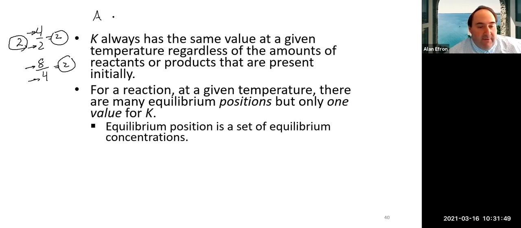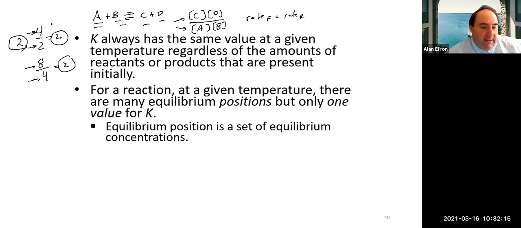Again, whatever you're starting with, you could be starting with some here and here only, maybe some here, maybe everywhere. But when they hit that ratio of products to reactants, and the rate of the forward reaction equals the rate of the reverse reaction, you always end up with the same proportion of products to reactants, and that's why we end up with the same value for K.